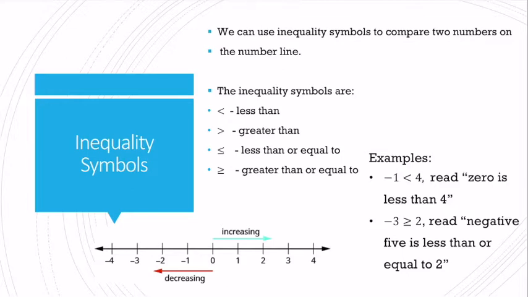One way we compare numbers is by using inequality symbols. So there are 4 different inequality symbols. There's less than, greater than, less than or equal to, so it means one or the other, or greater than or equal to. So for example, we would read -1 is less than 4, which we can see, right? Here's -1 and here's 4. It's less than.